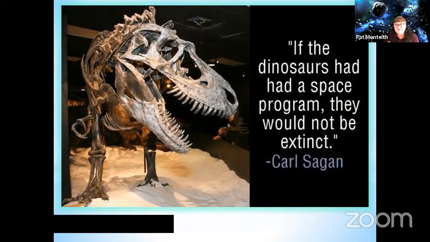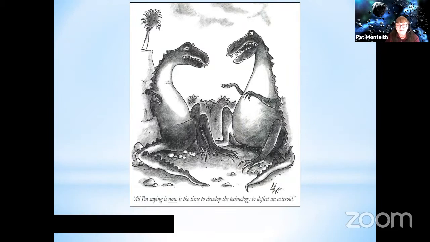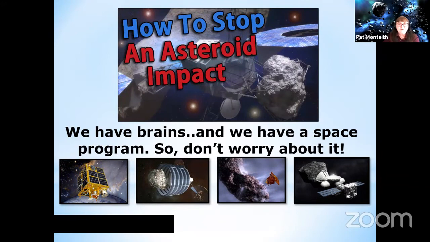All right, so Carl Sagan, astronomer, astrophysicist, and author, is quoted to have said, if the dinosaurs had a space program, they would not be extinct. And that would probably be very true. If they had the brains to have created a technology to deflect an asteroid, then we would be in a whole different area right now. But okay, so we just learned a little bit about how to stop an asteroid impact. We do have brains, we have a space program.